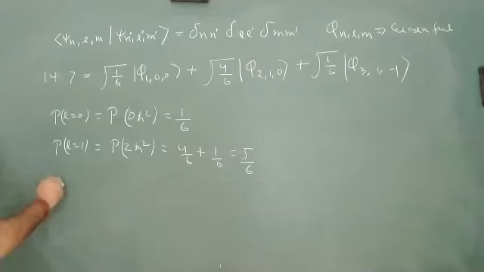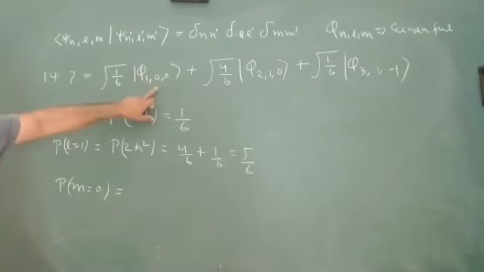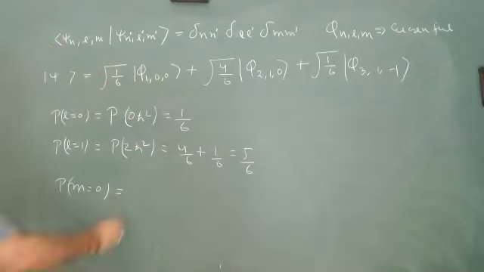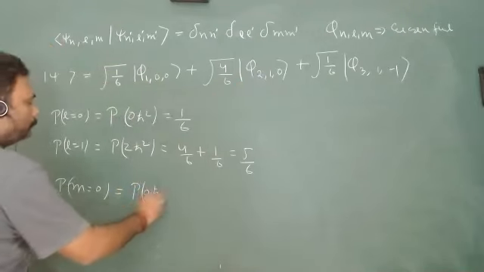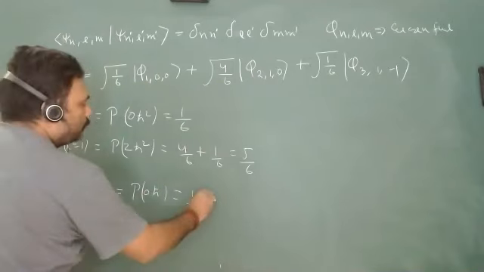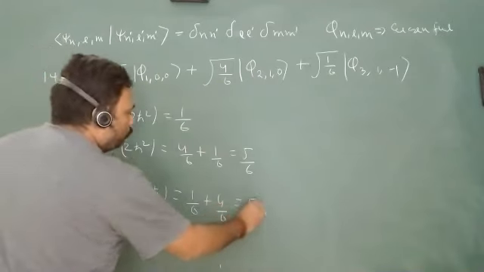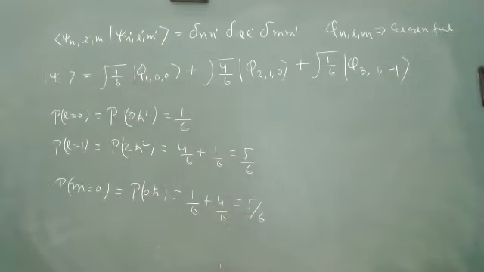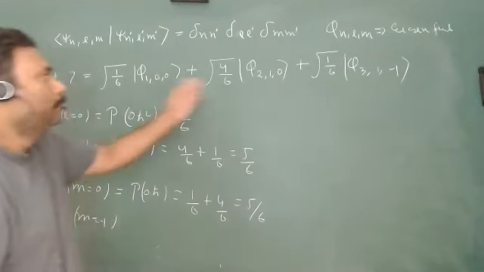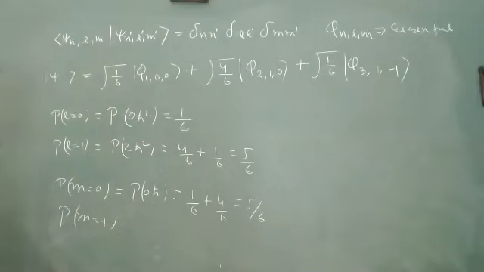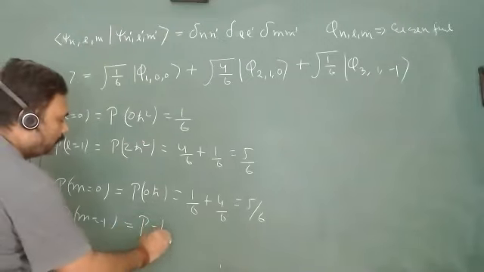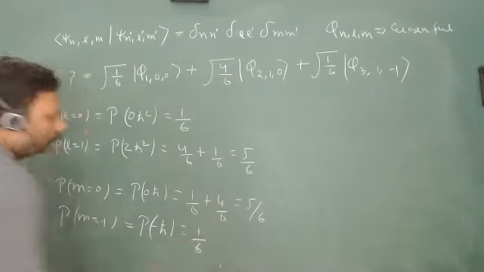For example, for the next problem, the probability of getting m equal to 0. Here you will get m equal to 0, here you will get m equal to 0. Means probability of getting 0 h cut is 1 by 6 plus 4 by 6, equal to 5 by 6. And second, probability of m equal to minus 1, because either you will measure 0 or you will measure minus 1, and that will be equal to the probability of minus h cut, which is 1 by 6.